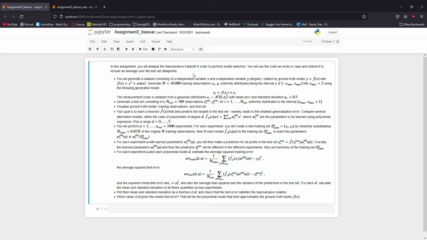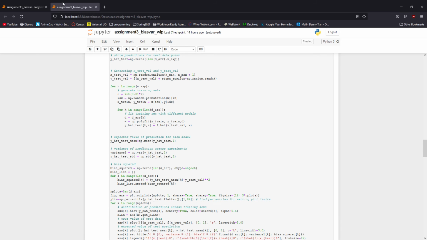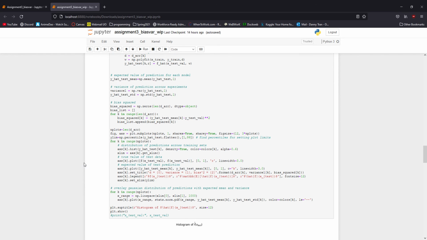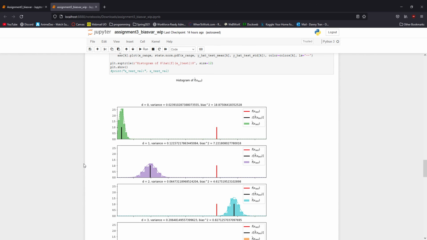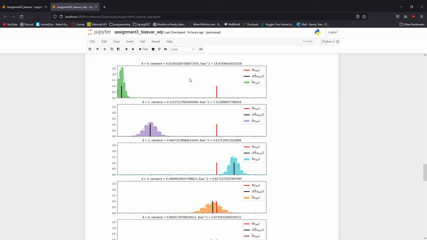We want to analyze the bias/variance trade-off in order to perform model selection, and we do that by testing each degree polynomial and seeing which one gives us the lowest test error. Right, so we have our variance and the bias squared for each degree, and this is just the first step.